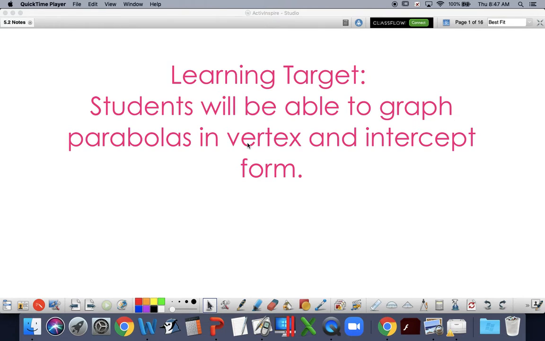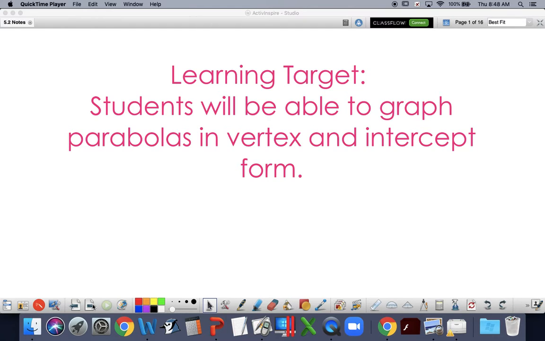All right, today's lesson is going to be about graphing parabolas in vertex and intercept form. So we've been graphing parabolas already. Now all we're going to do is change the form that we're looking at, and hopefully just by looking at the form, we'll be able to pull out the important parts so that we can graph it without having to necessarily rely on our calculator.